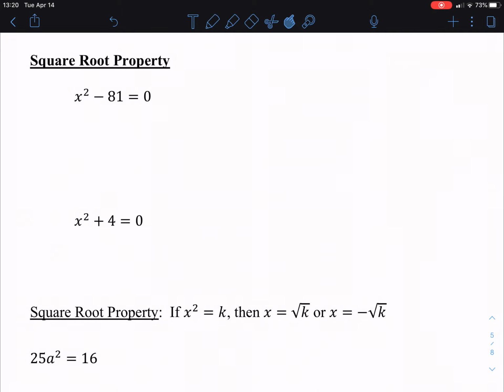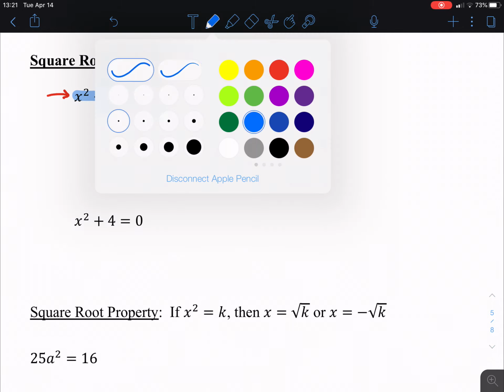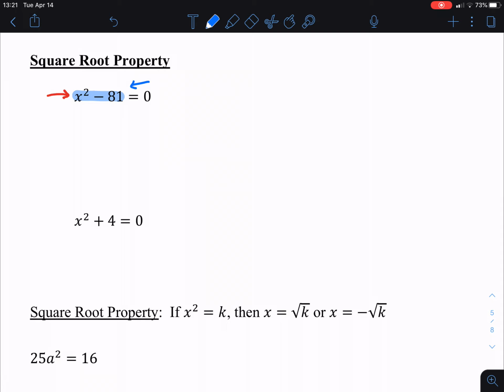Now we're going to take a look at the square root property, which is another method that we can use in order to solve quadratic equations. So if we take a look at our first quadratic equation here, we have that x squared minus 81 is equal to 0. Hopefully you can recognize that x squared minus 81 is a difference of squares. So we can really easily factor this quadratic.